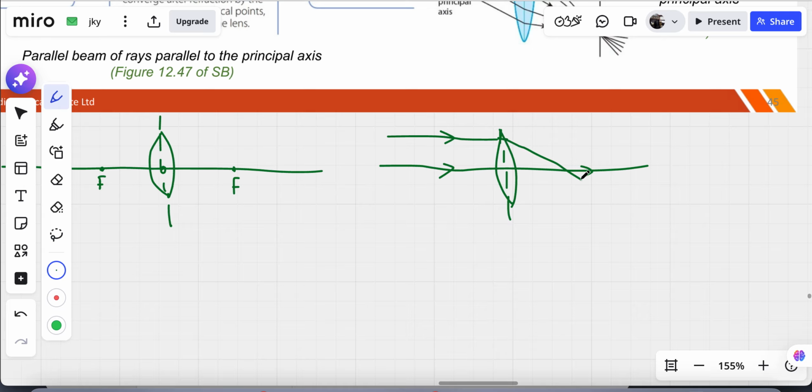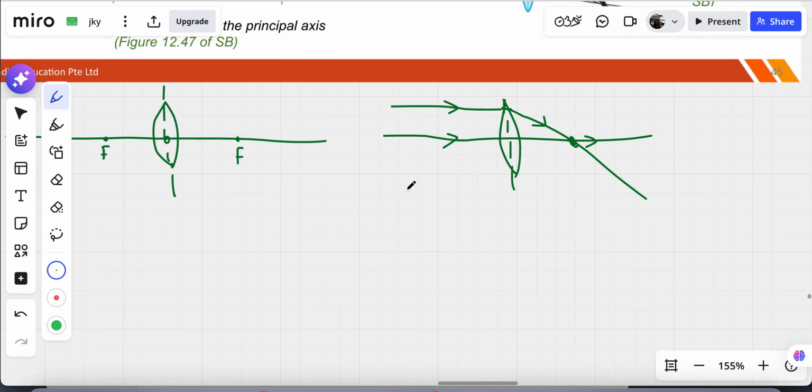Let's say here is your focal point, or principal focus. Either you call it focal point or you call it principal focus. A parallel ray will be refracted to pass through the focal point. That's number one, the first ray that enables us to draw an image.